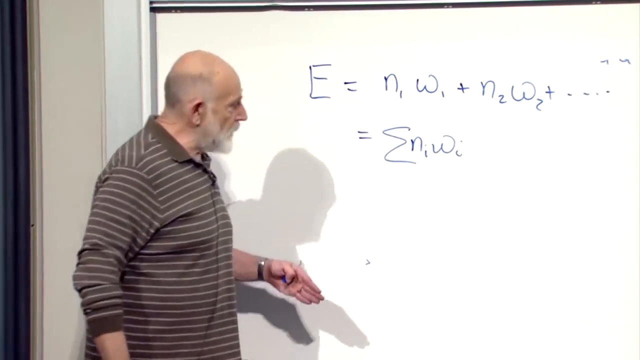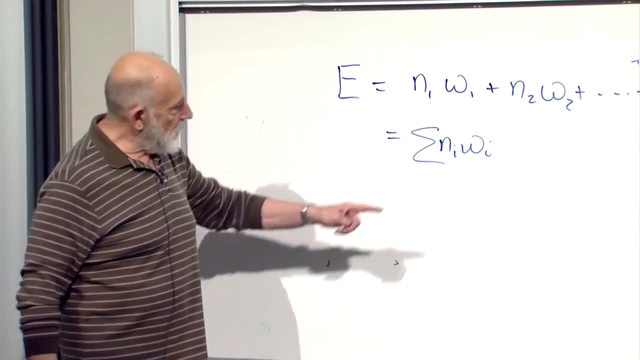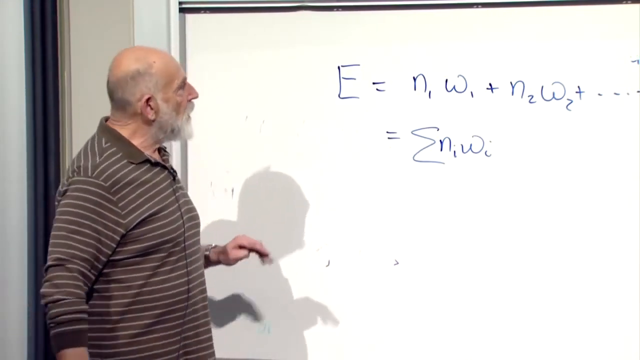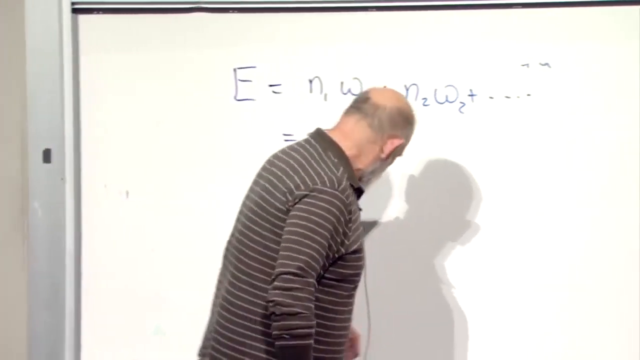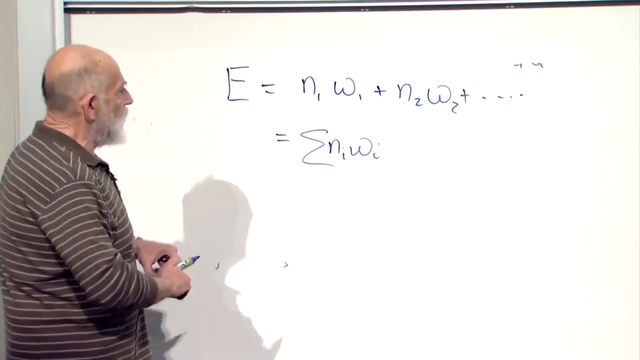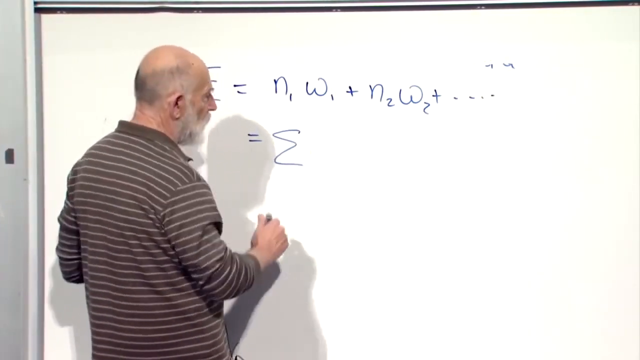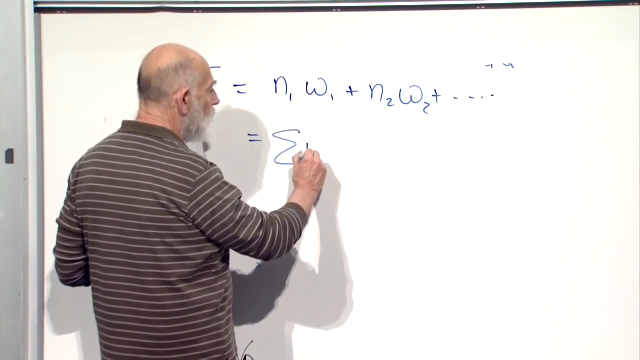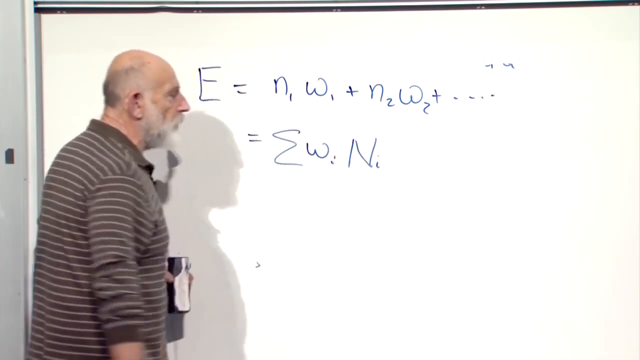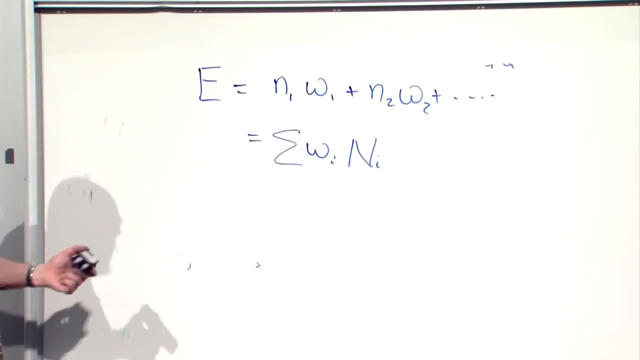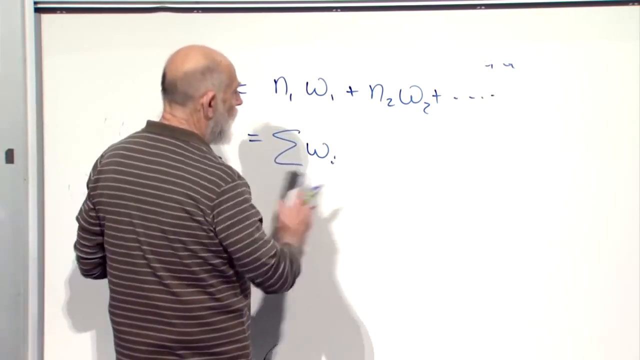Now, that's a true statement, but I want to write it as an operator statement. These n's are eigenvalues, but they're eigenvalues of the number operator. So we can write this in operator form by saying it's the sum over all the single particle states of omega I times the occupation number of the ith state. And what is the occupation number of the ith state? A dagger I A I.